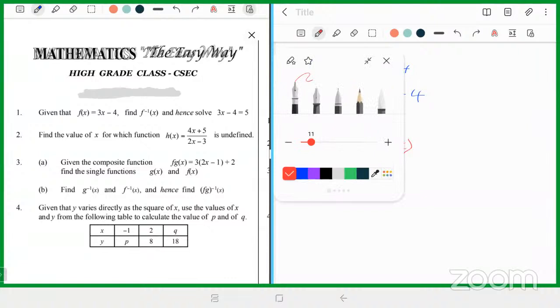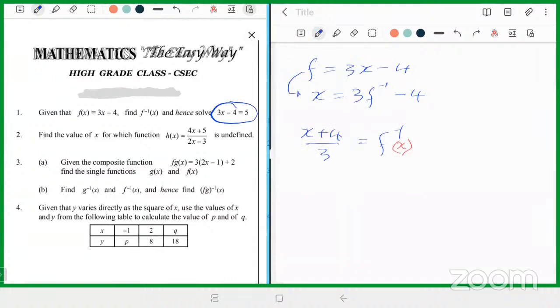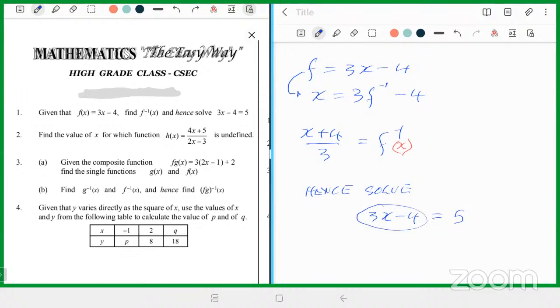And then hence, we want to solve this simple equation. So hence, we're solving 3x minus 4 equals 5. But what we must recognize is that this expression here really is the same f of x that was presented. So this really is that f of x is equal to 5.